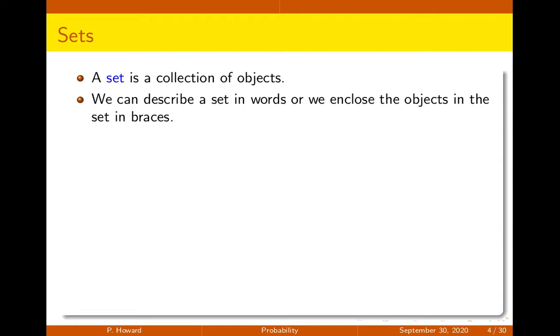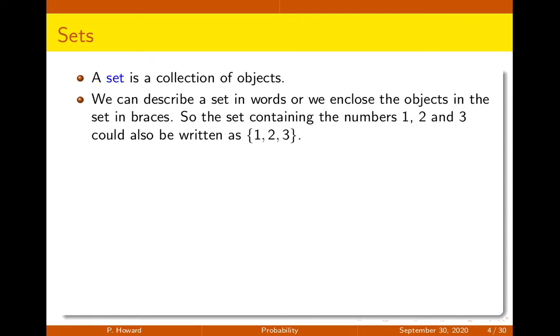You can describe a set in words, or you can describe it symbolically by enclosing the objects in a set of braces. So, for example, the set containing the numbers 1, 2, and 3 could also be written by listing the objects in the set, 1, 2, and 3, between these left and right braces.